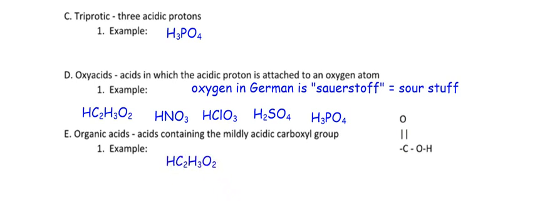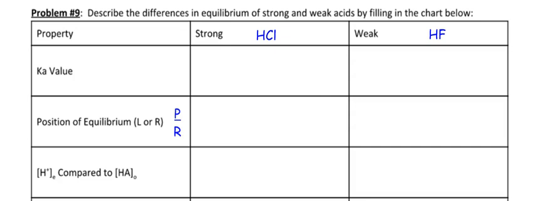Probably the most common one is acetic acid, otherwise known as vinegar. There are other ones, but you probably haven't heard of them unless you take organic chemistry, of course. So let's go on. Problem number 9 says describe the differences in equilibrium of strong and weak acids by filling in the chart below.